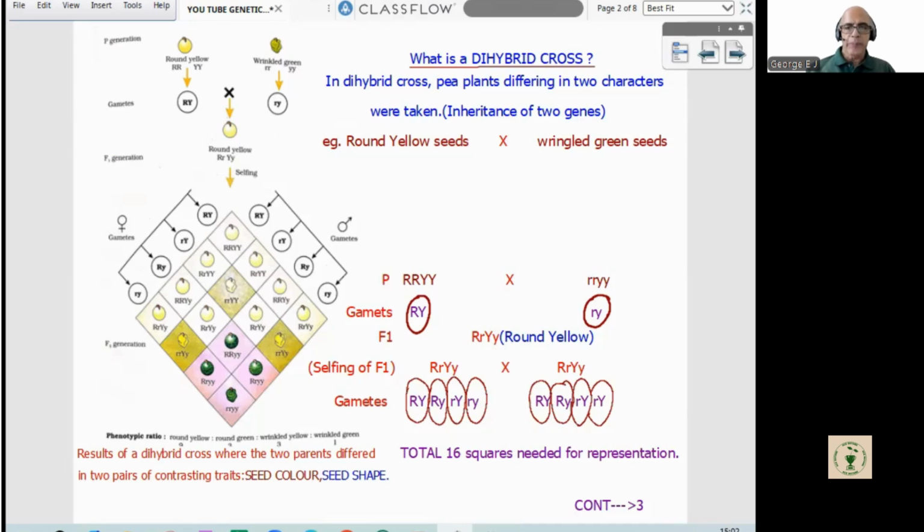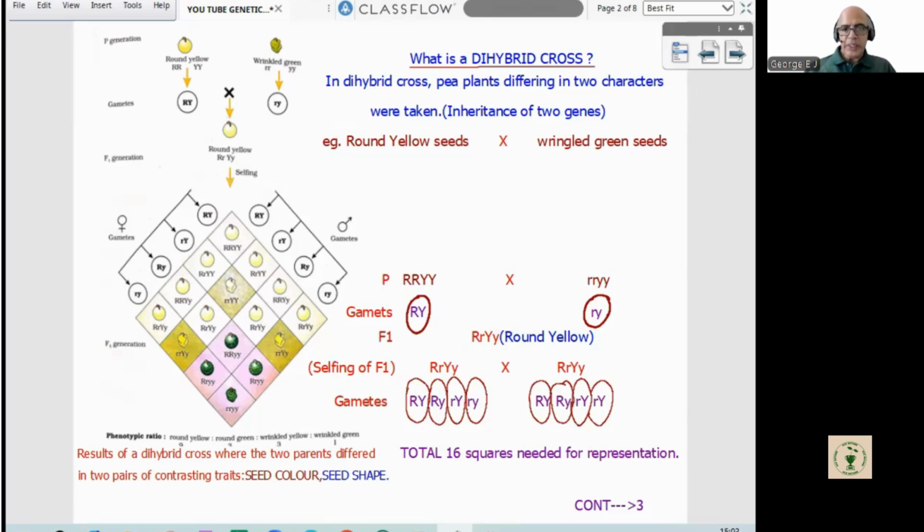F1 will be capital R small r, capital Y small y. Phenotypically, it is round yellow because one capital R and one capital Y is there. And for the next cross, F1 will usually be selfed. That is a rule in genetics: parents will be crossed, and from F1 onwards, it will be self. So capital R small r, capital Y small y can produce four types of gametes: capital RY, capital R small y, small r capital Y, small r small y. In the same manner, the other parent also.